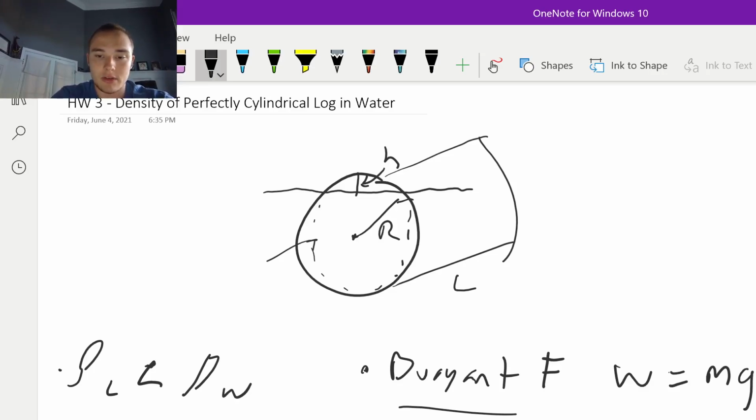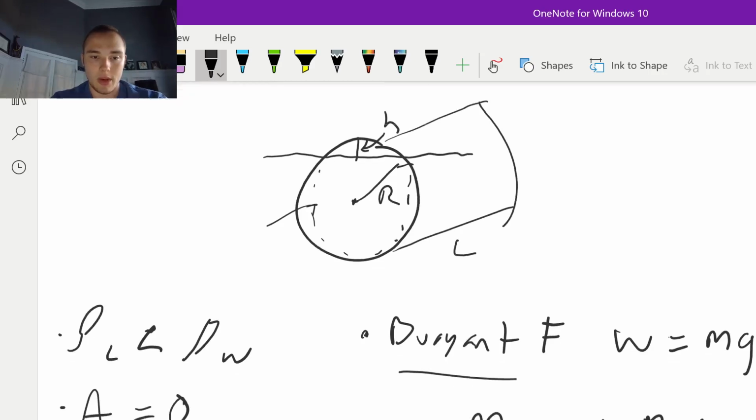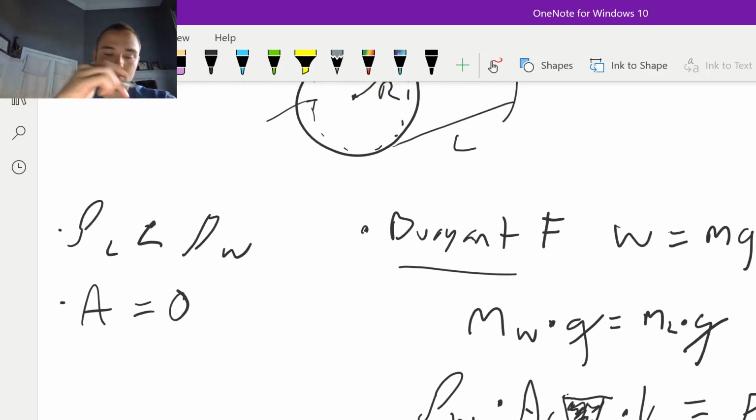And then we can say this is also equal to the density of the log times the cross-sectional area of the whole log. And in this case, because it's a circle, it's going to be pi r squared, and then times the length of the log. And we can see that we have L on both sides, so we can cancel those out. So now we have our expression relating the density of the water with the density of the log.